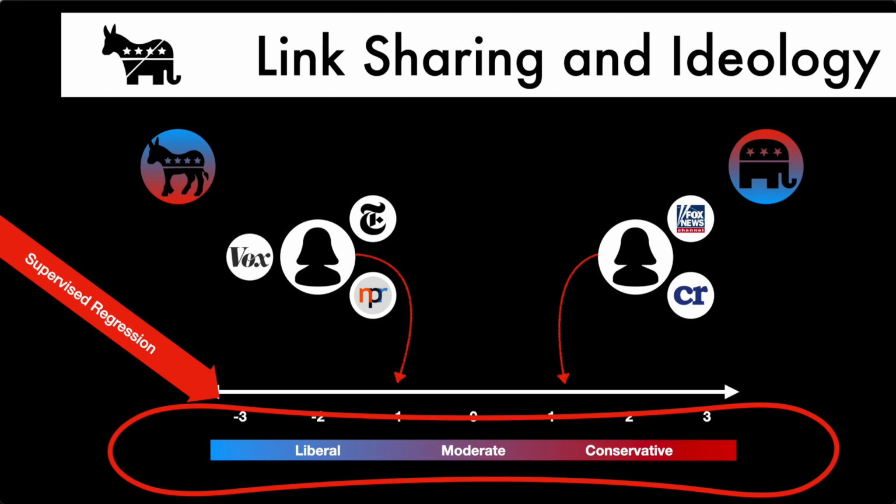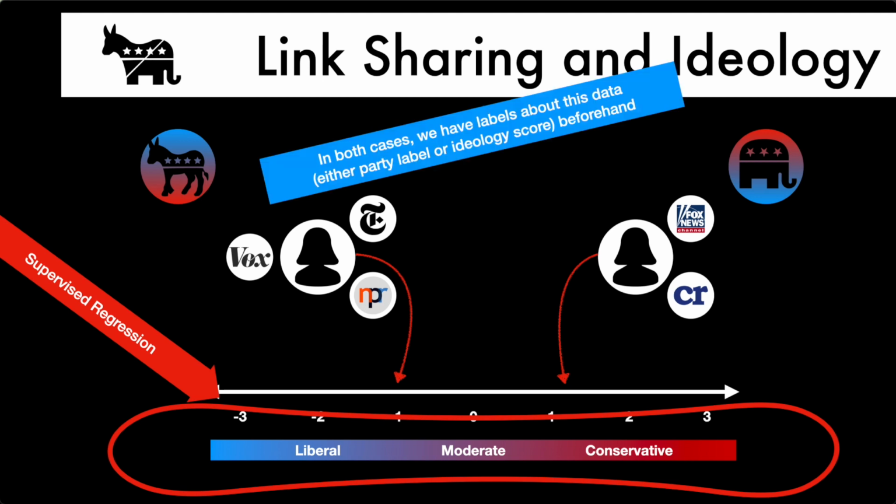So this is a regression problem where we have a bunch of data. We have some examples of the scoring information. There are some data sets that do this kind of scoring, and we want to recover these political ideology scores using your behavior. But in both cases, we have data here. So it's either party label data or ideology scores. Beforehand, we come to the problem with that information, and we're trying to recover that information in new data that we have not seen before.